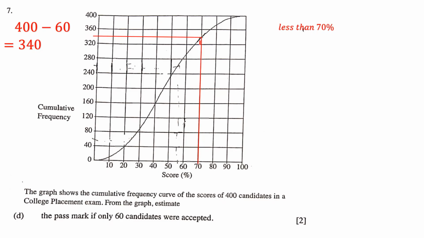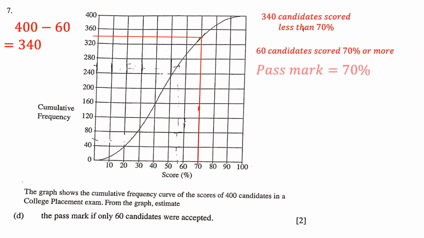So let me repeat that. What this is telling us is that 340 students scored less than 70%. So if 340 students scored less than 70%, then that means that 60 scored 70% or more. And so that means that the pass mark is going to be 70 because only 60 were accepted.